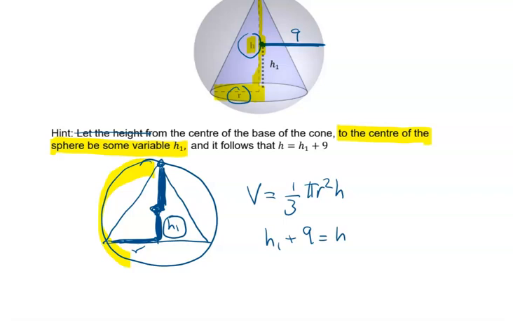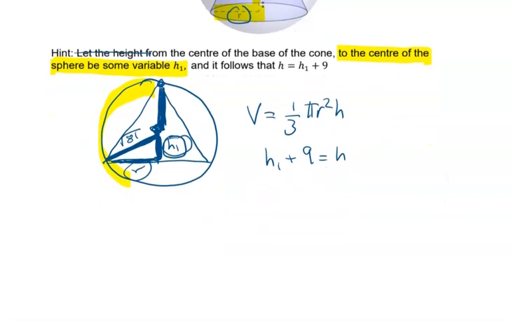And then what most people in my class saw really well is that if we use Pythagoras, we can build a relationship between this, and we know that this side here must be 9, right? I'm getting ahead of myself with the 81. So let's just write down some statements that we've got. We've got h is equal to h1 plus 9, and we've got r squared plus h1 squared is equal to 9 squared. That gives us r squared is equal to 81 minus h1 squared.